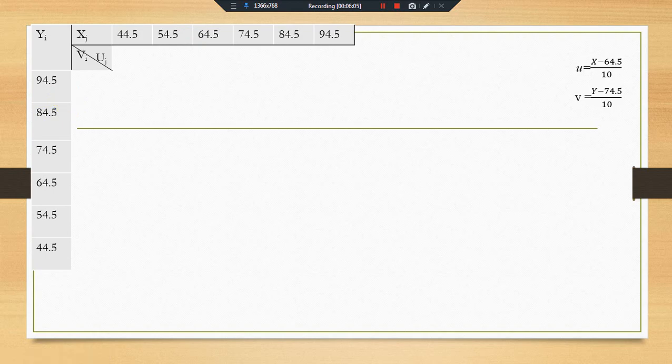Now, with these midpoints, the midpoint of x can be put in this formula and we get u. After putting the midpoint of x in this formula, we get the value of uj. This is called uj. And after putting the value of yi in this formula, we get vi. This is called vi.